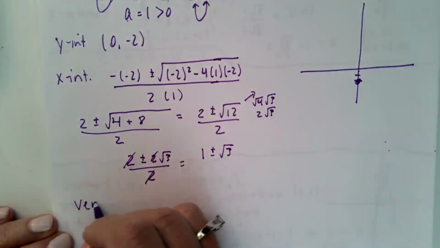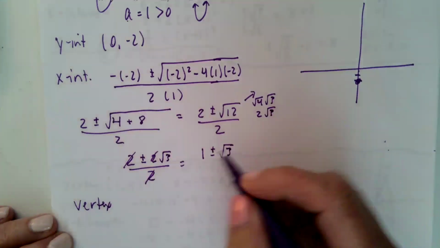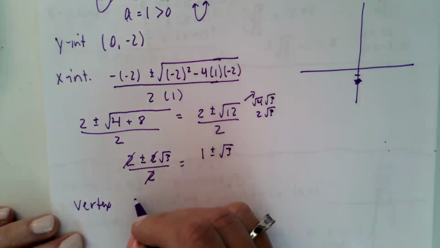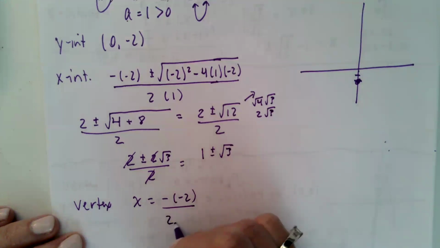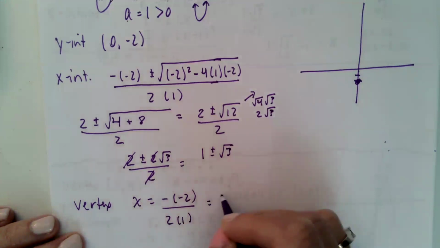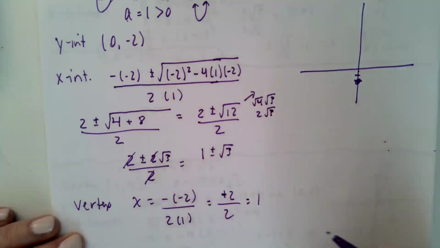And then our vertex is going to be at the x that is the opposite of b over 2a, which is a positive 2 over 2, or 1.